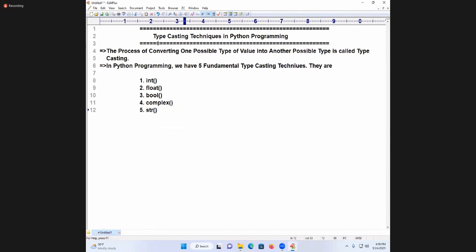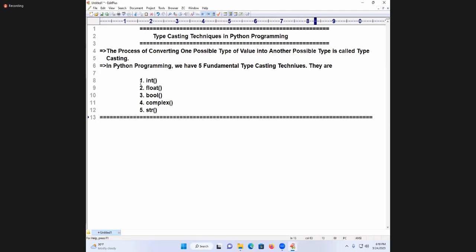What is the use of typecasting, guys? The process of converting one possible type of value into another possible type of value is called typecasting. In Python programming, how many typecasting techniques? 5. What is the first one? Int of, float of, bool of, complex of, str of. These are called typecasting techniques. Now I'll discuss one by one in the class.